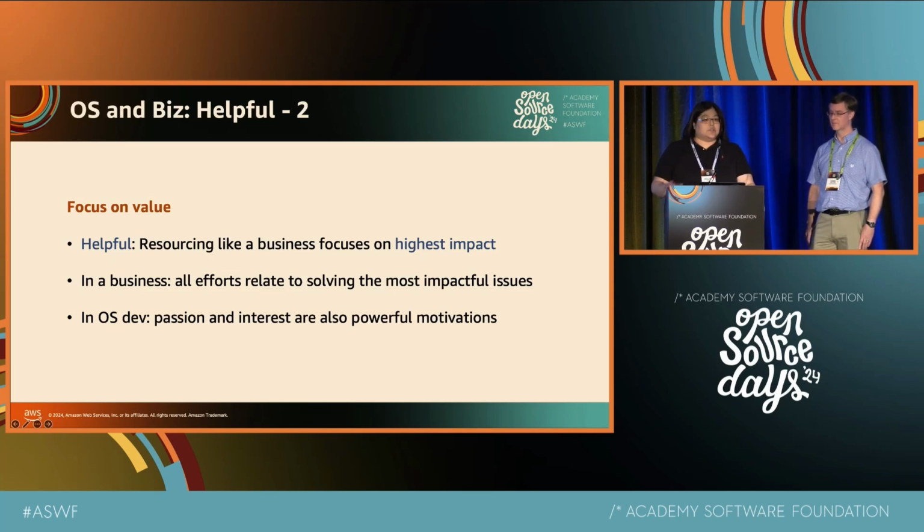Whereas I think in open source teams, and again, this is an assumption, I do apologize, let's talk about it. Oftentimes, passion and interest are key motivators, which means that there can be a lot of work happening at the same time, but maybe not the most important issues are getting resolved in that priority order.